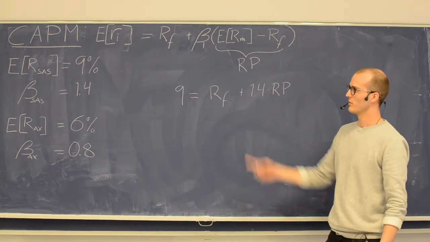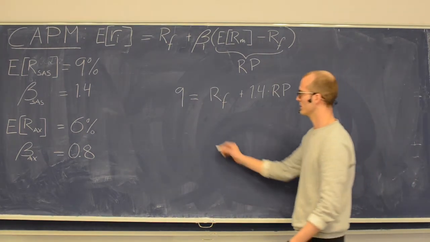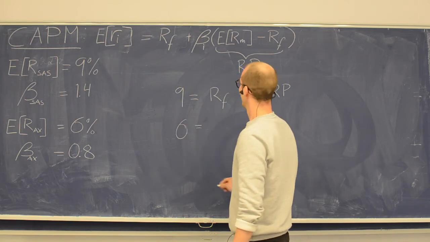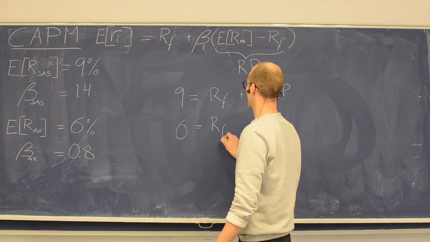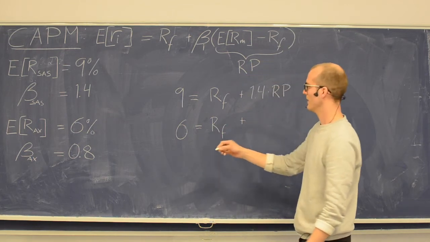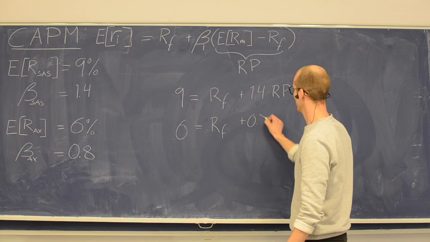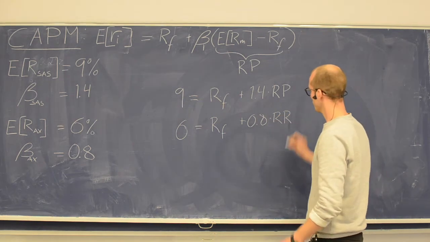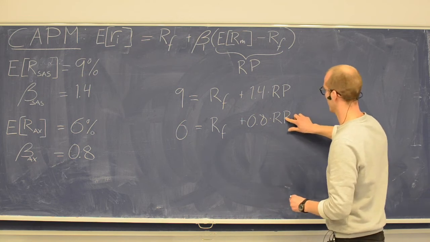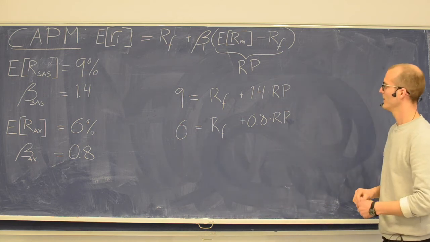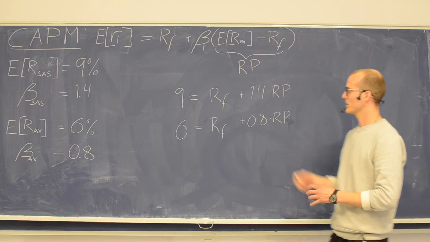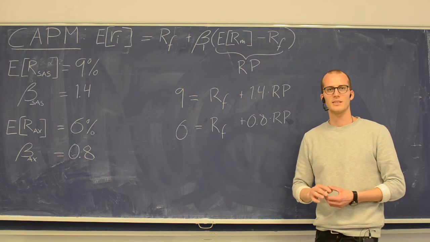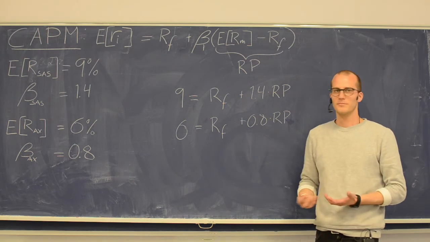Furthermore, we also know the expected return of Axfood, which is 6%, which should also be the risk-free rate of return plus its beta, which is 0.8, times the risk premium. Not RR, RP. And of course, the risk-free rate and the risk premium do not depend on Axfood and SAS and should be the same.